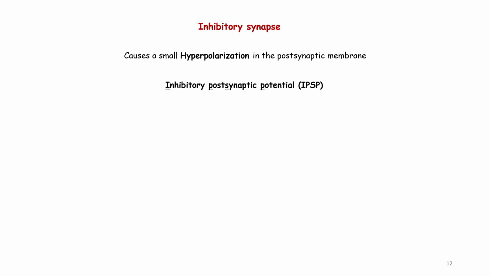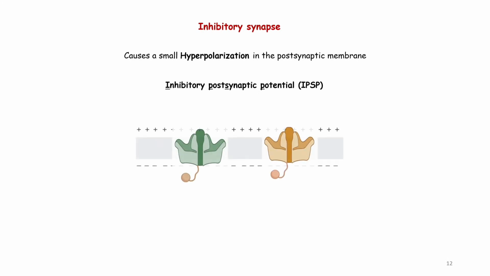In case of an inhibitory synapse, it causes small hyperpolarizations in the postsynaptic membrane, and the resulting membrane potential change is called inhibitory postsynaptic potential, or in short IPSP. It occurs due to the opening of voltage-gated potassium channels through which potassium ions go outside of the neuron. Because potassium is positively charged, when it moves out of the neuron the inside becomes more negative, so it causes hyperpolarization. Also, the opening of voltage-gated chloride channels lets chloride ions enter the neuron, which also makes the inside more negative, causing hyperpolarization.